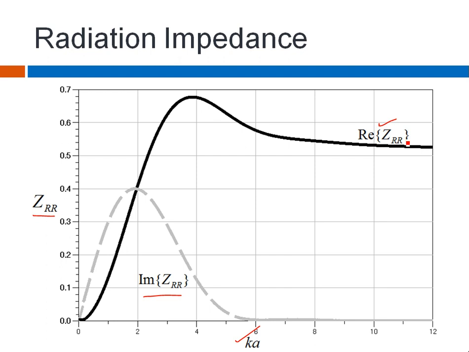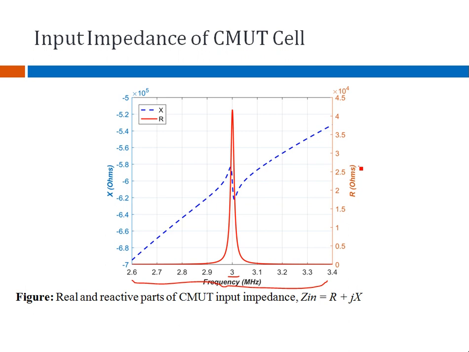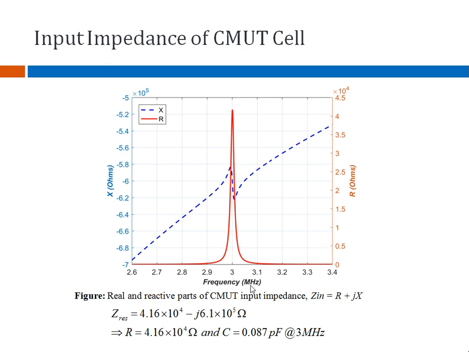So we have the real part, which is printed in red. This is the radiation resistance, and then we have the imaginary capacitive reactance. You can see the negative capacitive reactance on the blue axis, represented by the dotted line, so the capacitive part is predominant. It's dominant because of the structure of the CMUT cell, as expected. At the particular frequency of 3 megahertz, it represents a real load in series with the capacitive load: a capacitance of 0.087 picofarads and a series resistance of 4.16 times 10 to the power 4 ohms, which represents the resistance that the medium gives the membrane for radiation.